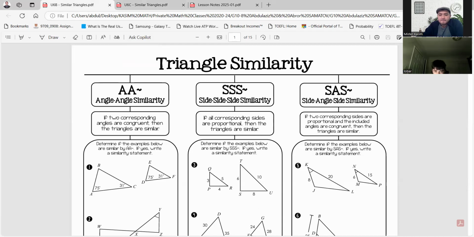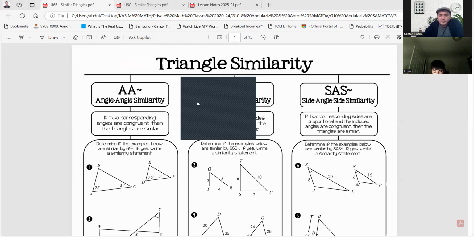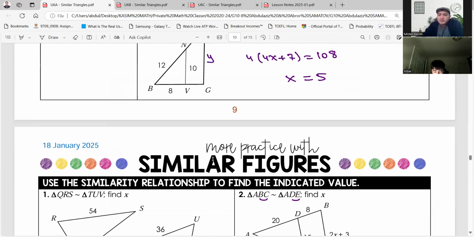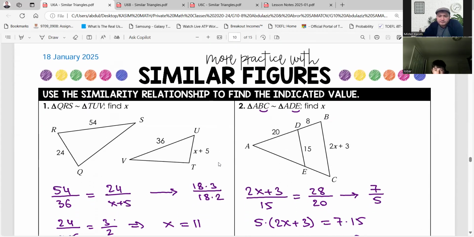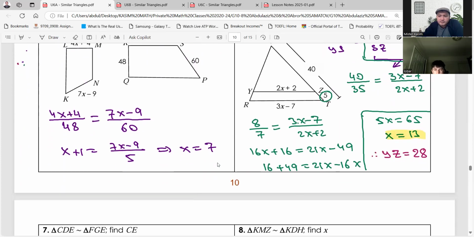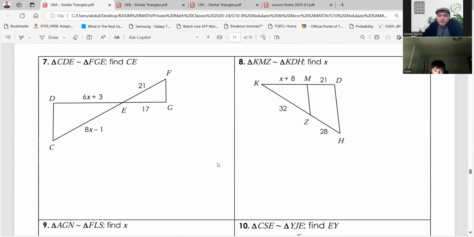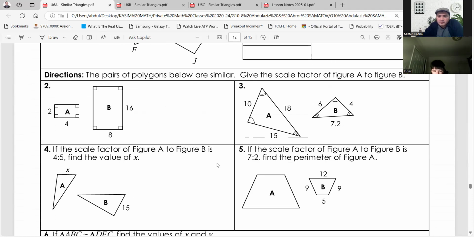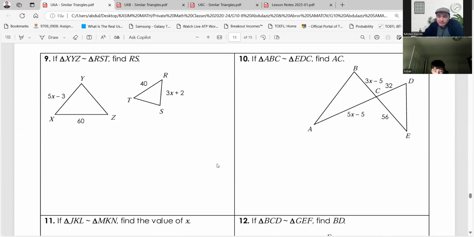Angle, similarity. No. Two figures are similar if their corresponding angles are congruent, right? Yeah. And number two, corresponding sides are congruent, I mean proportional, right?